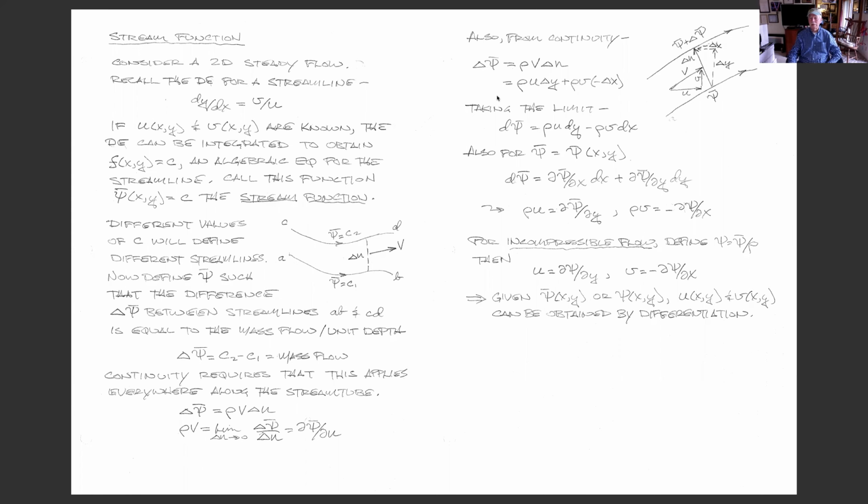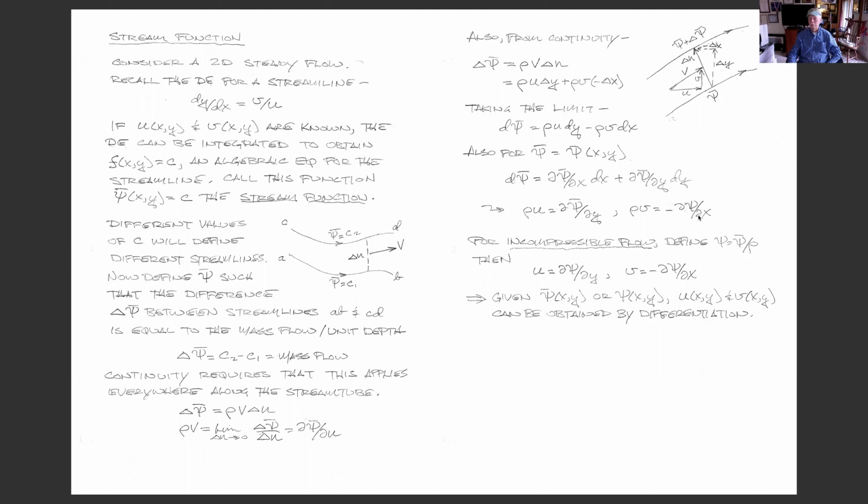And okay, taking the limit, we just get d psi bar equals rho u dy minus rho v dx. But in general, just ordinary math, the differential of psi bar is just partial of psi bar with respect to x dx plus partial psi bar with respect to y dy. This is just a math expression. Well, hey, let's compare this expression for d psi with this. Bingo. Rho u is partial psi bar with respect to y. Rho v is minus partial psi bar, there should be a bar up here, with respect to x.